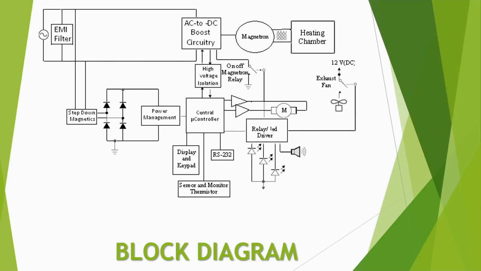Now we can see the block diagram. I am just going to explain the major things in the block diagram. First, we can see the high voltage transformer. Unlike other households appliances, the microwave oven uses more power. To accomplish this, we use a step-up transformer in the microwave oven. The step-up transformer converts 240 volts to a few thousand volts, which is fed to the magnetron.